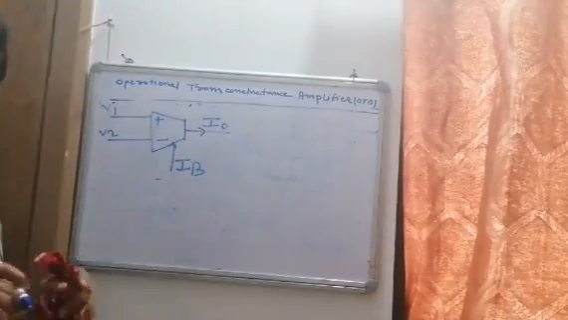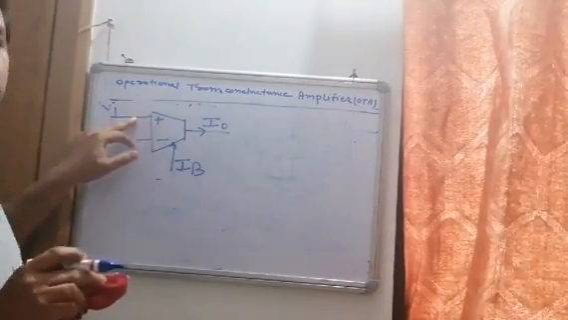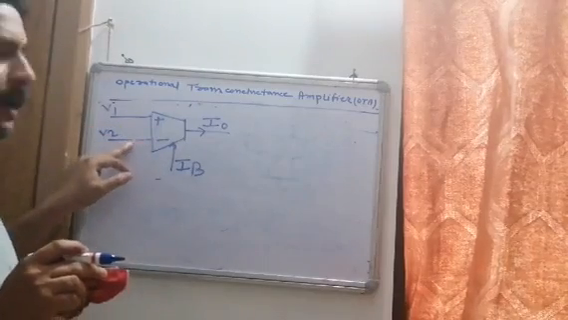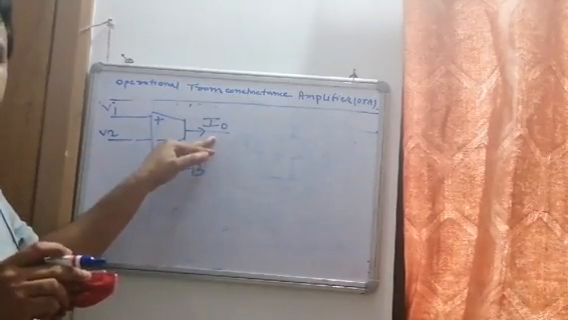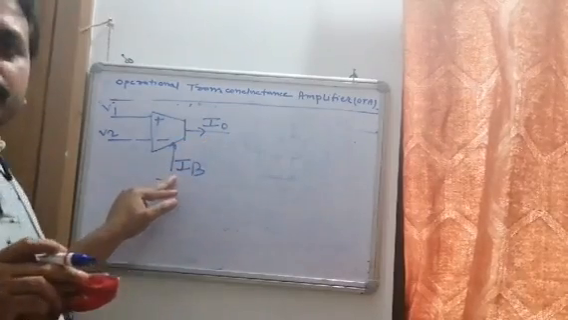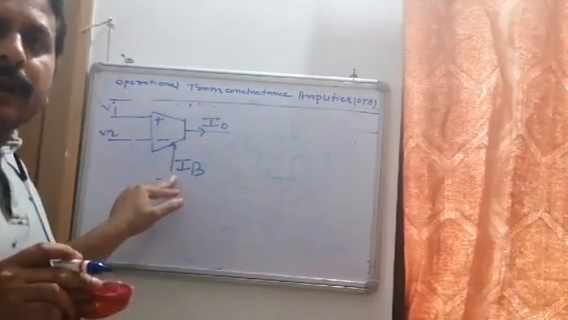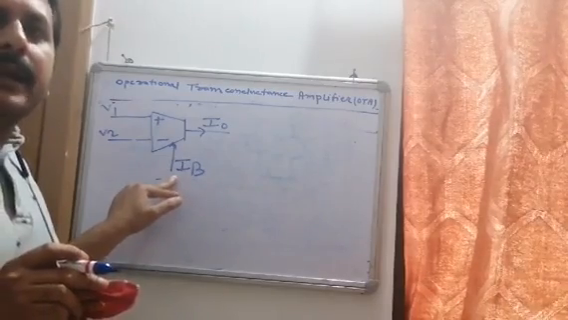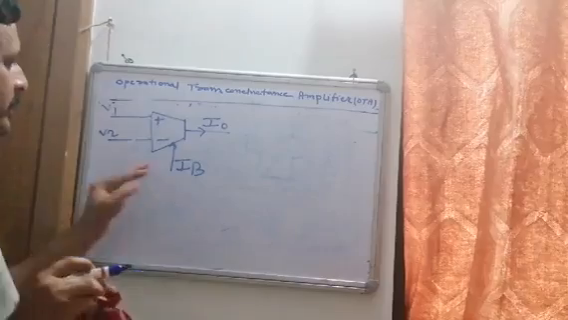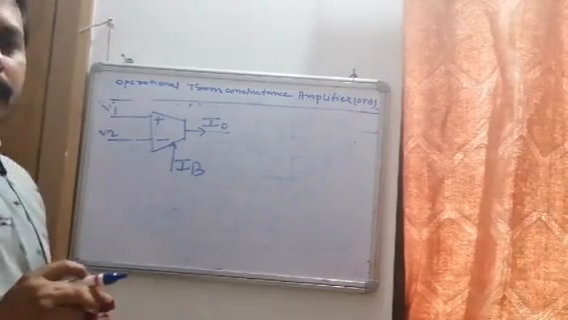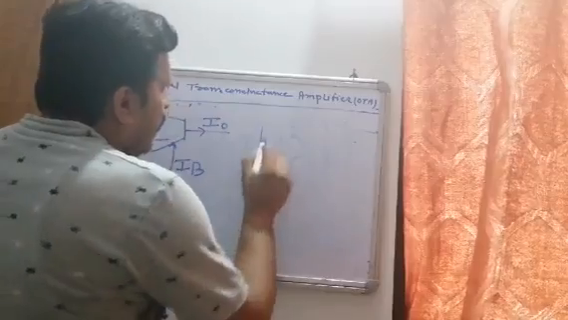So this is the symbol of OTA. Here we have used two inputs. This is called the non-inverting input and this is called the inverting input, and this is the output I naught. And here we have used the bias current IB, that can be used to tune the transconductance and the voltage gain of the OTA. This is the symbol of OTA. Now I will see the pin configuration of OTA.